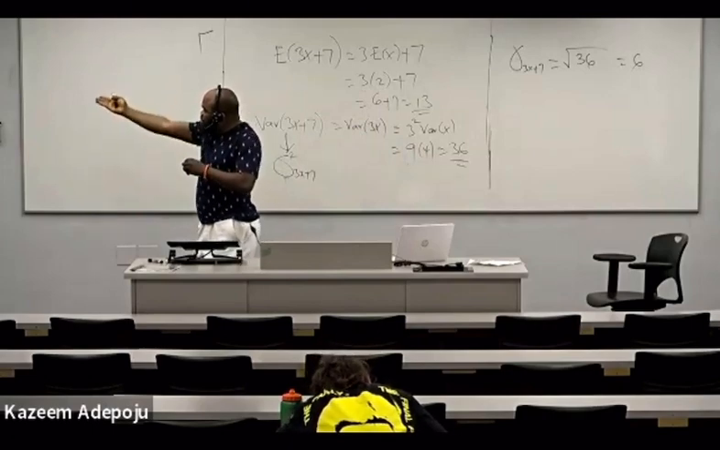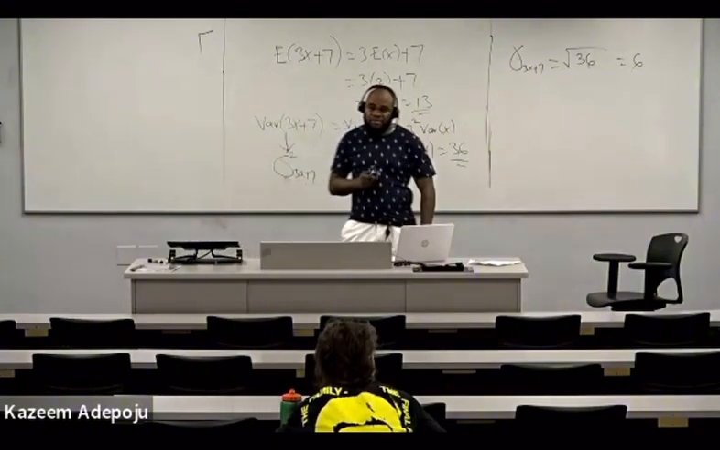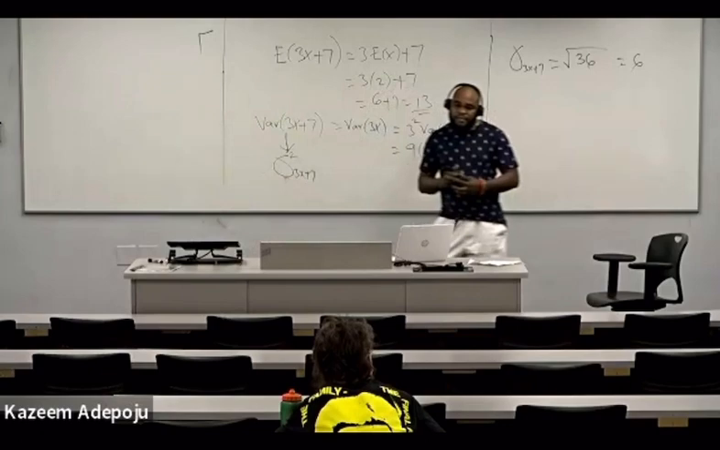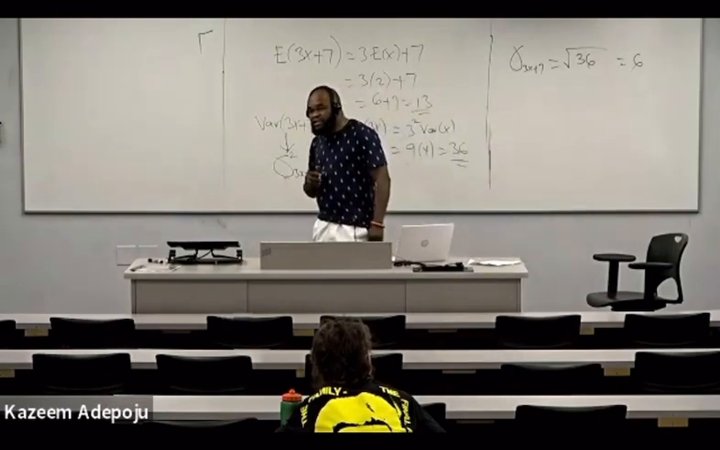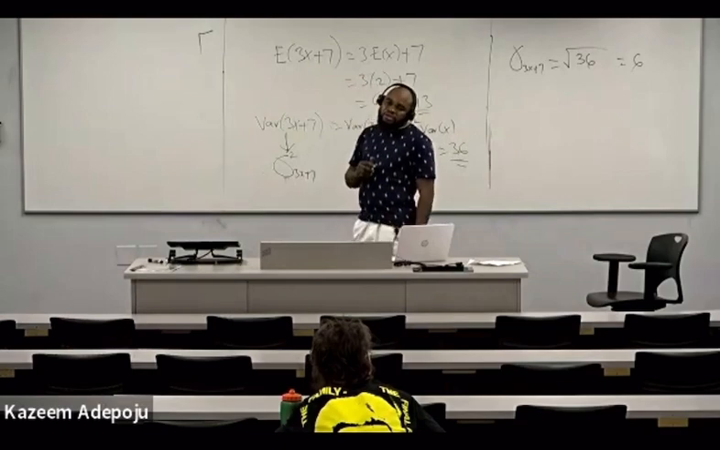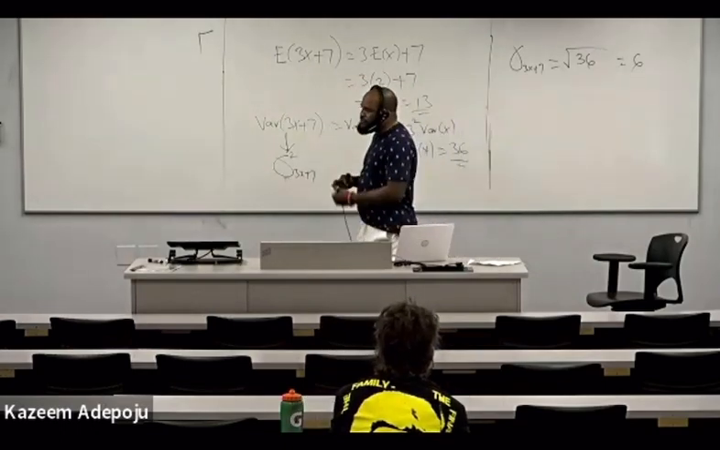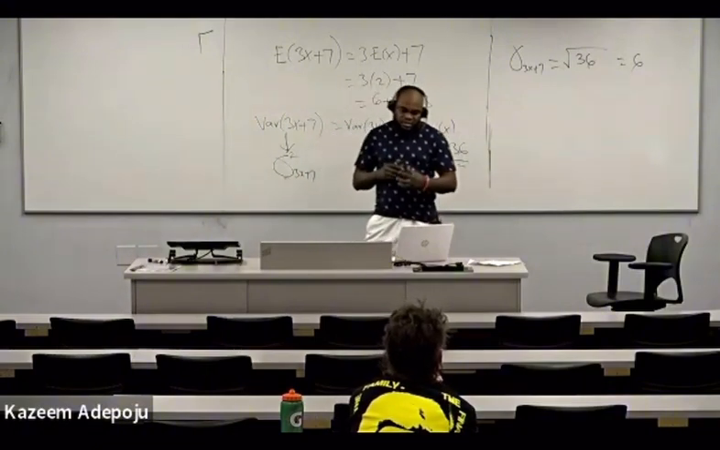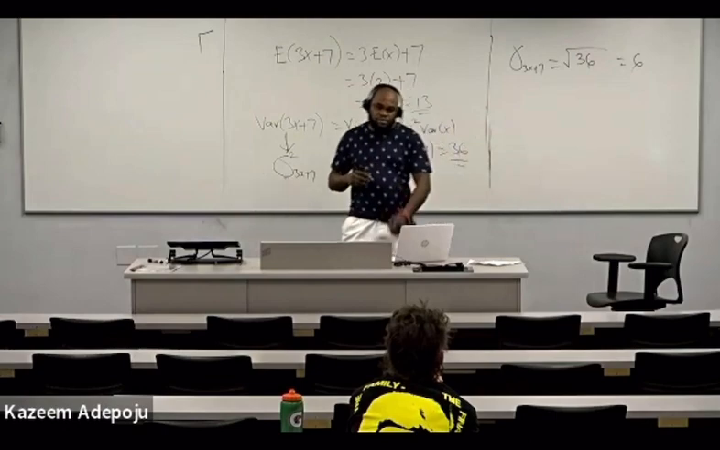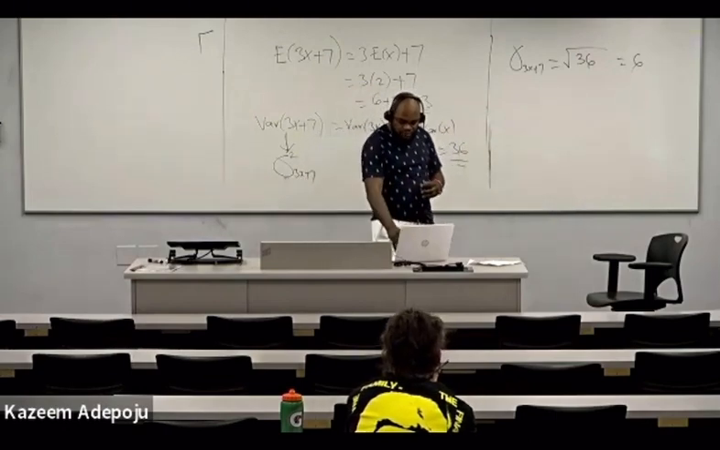Is there anyone who needs clarification on what I'm displaying now? Is there anyone who doesn't understand how to figure all that out? Okay, so what we're doing now is the linear combination, finding the expectation and the variance of a linear combination of random variables. Math is easy when you follow rules. If you follow the rules, you're basically going to be fine.